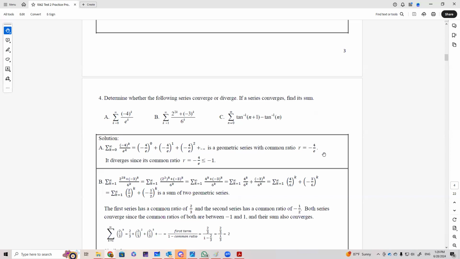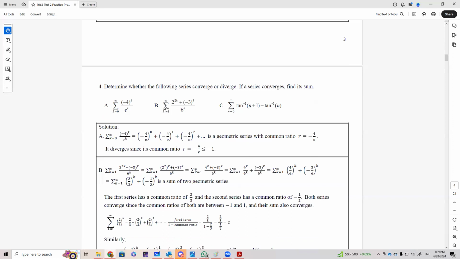This is a geometric series with ratio minus 4 over e. This is actually less than minus 1. And because it's less than minus 1, this is going to be divergent. Geometric series are convergent when the ratio is between minus 1 and 1, or when the absolute value of the ratio is between 0 and 1.